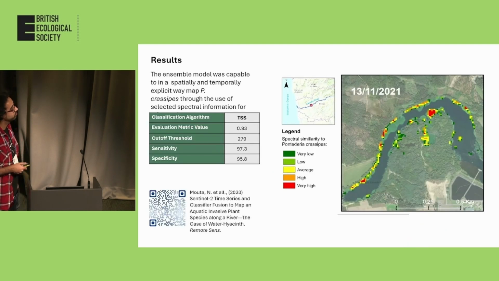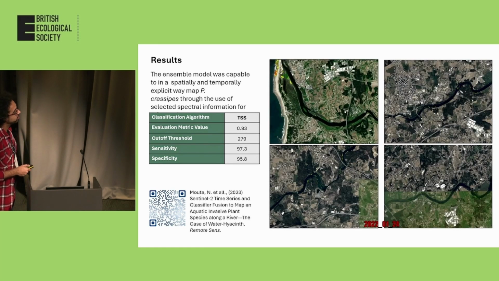So in the end, we have a map of the distribution of water hyacinth on this date, but I also can have then a continuous evolution map of the water hyacinth across time. And we can see here the typical patterns of growing during the summer and autumn, and then decreasing in the winter due to the low temperatures.